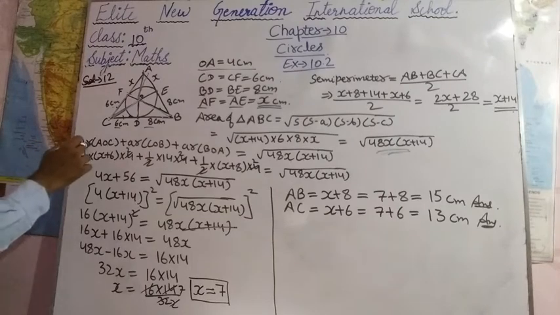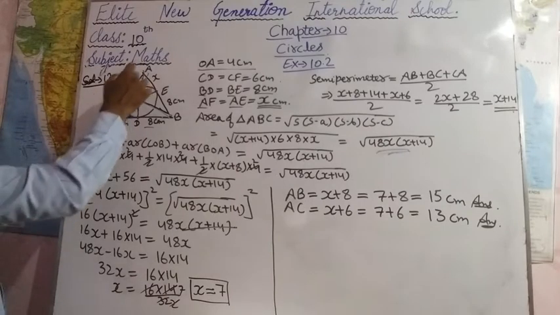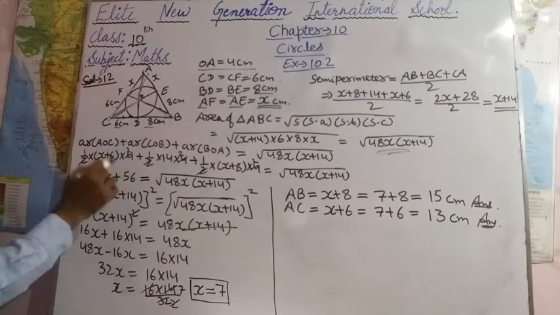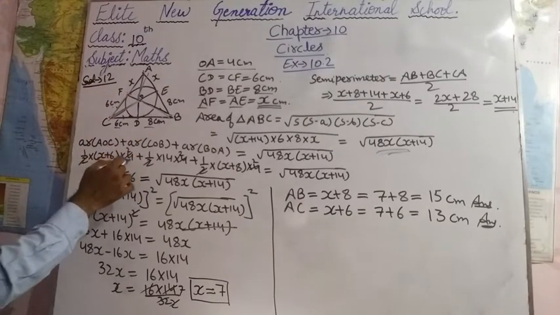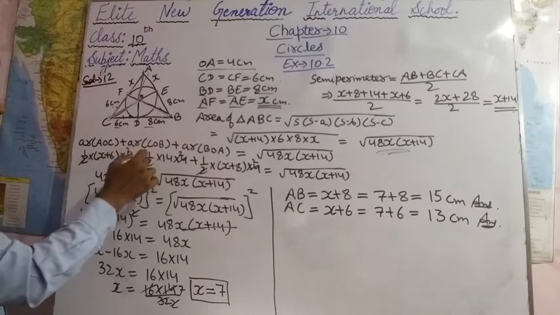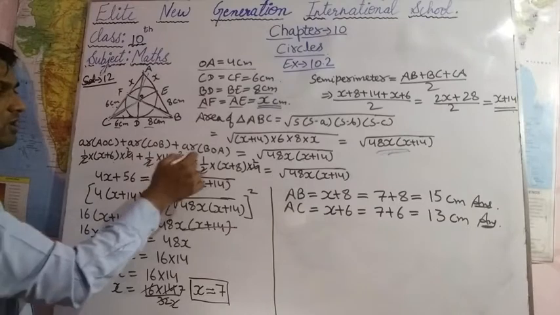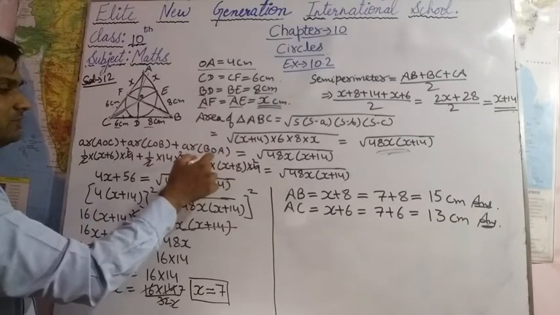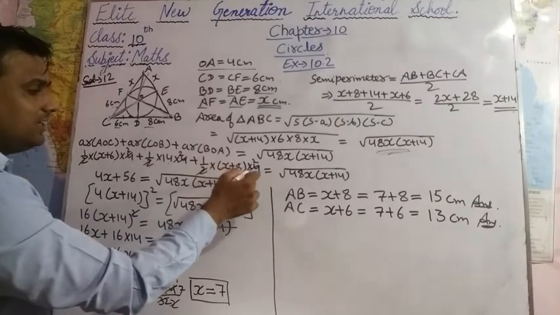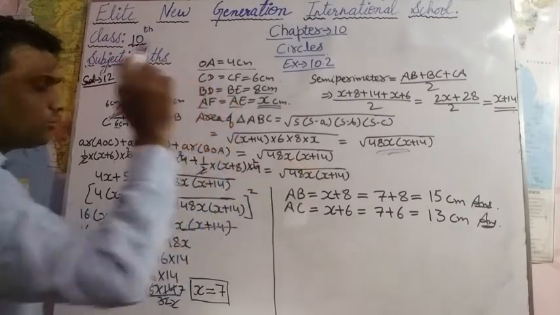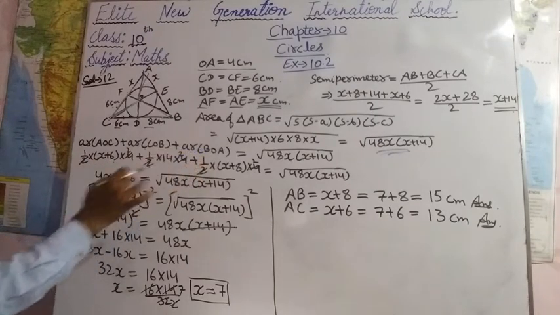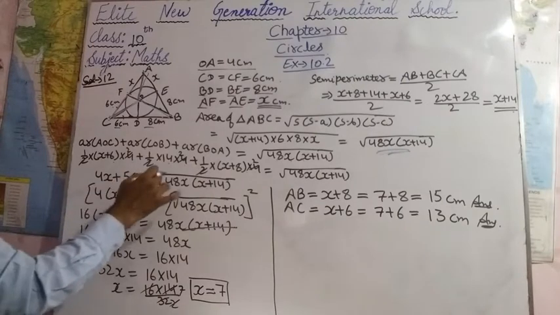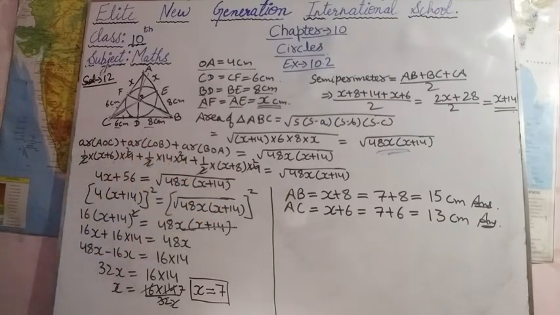Now on putting the values here, area of AOC is half into base into height. So half into base, which is AC, and height is OF, that means 4. Here height means radius, it is 4 centimeter. So 1 upon 2 into x plus 6 into 4, plus area of COB, 1 upon 2 into 14 into 4, and area of triangle BOA, half into x plus 8 into 4, that is equal to under root 48x into x plus 14. Now on solving this it will be 4x plus 56, that is equal to under root 48x into x plus 14.